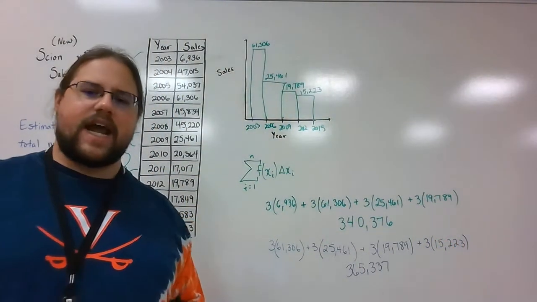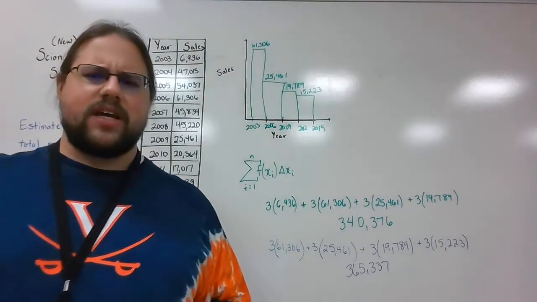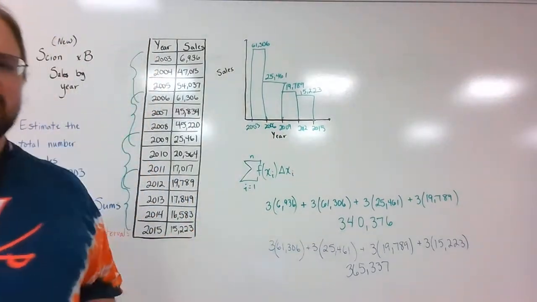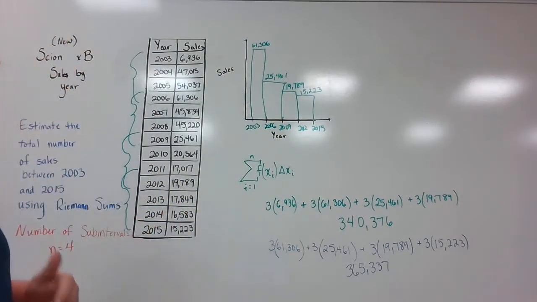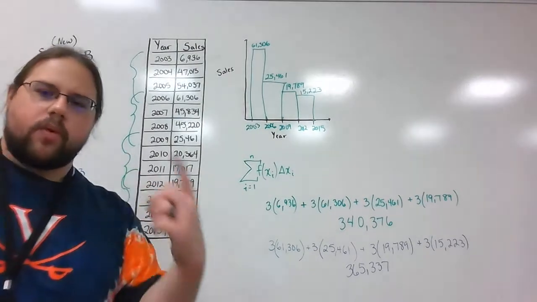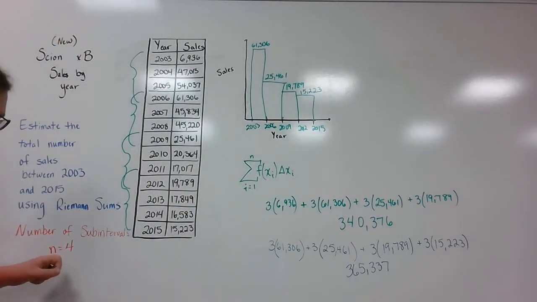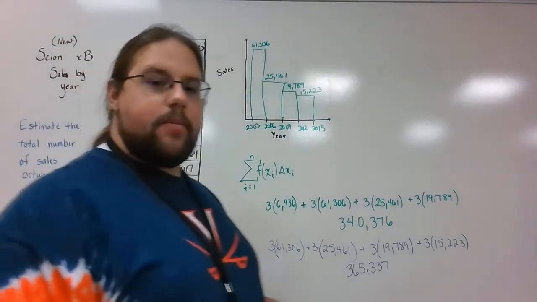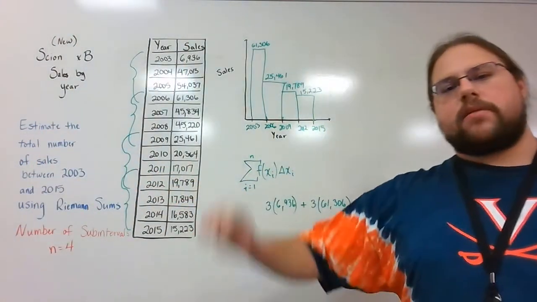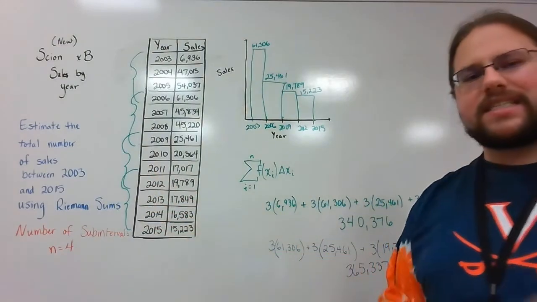So the question you're going to ask me now is, Mr. Harold, how do I get a better estimate? Those are underestimates. How do I get a better one? Well, the way we get a better answer is we start using more subintervals. Now, I'm going to do that in the next video. I'm going to use this same data, having more subintervals, and I'm going to try to see if I can get a better estimate.